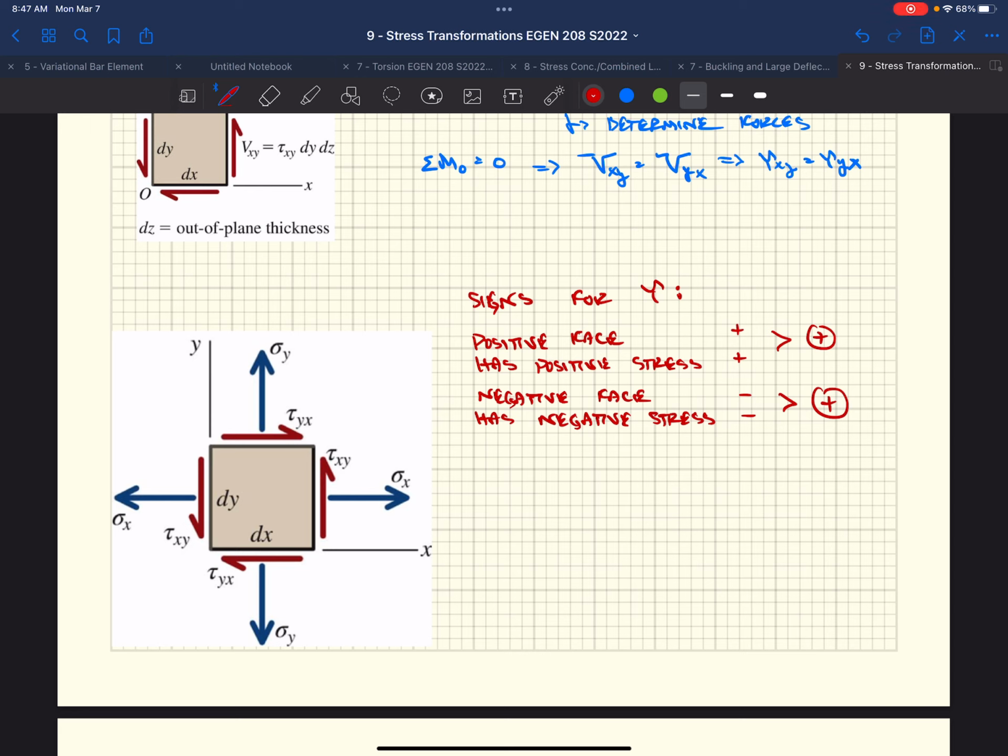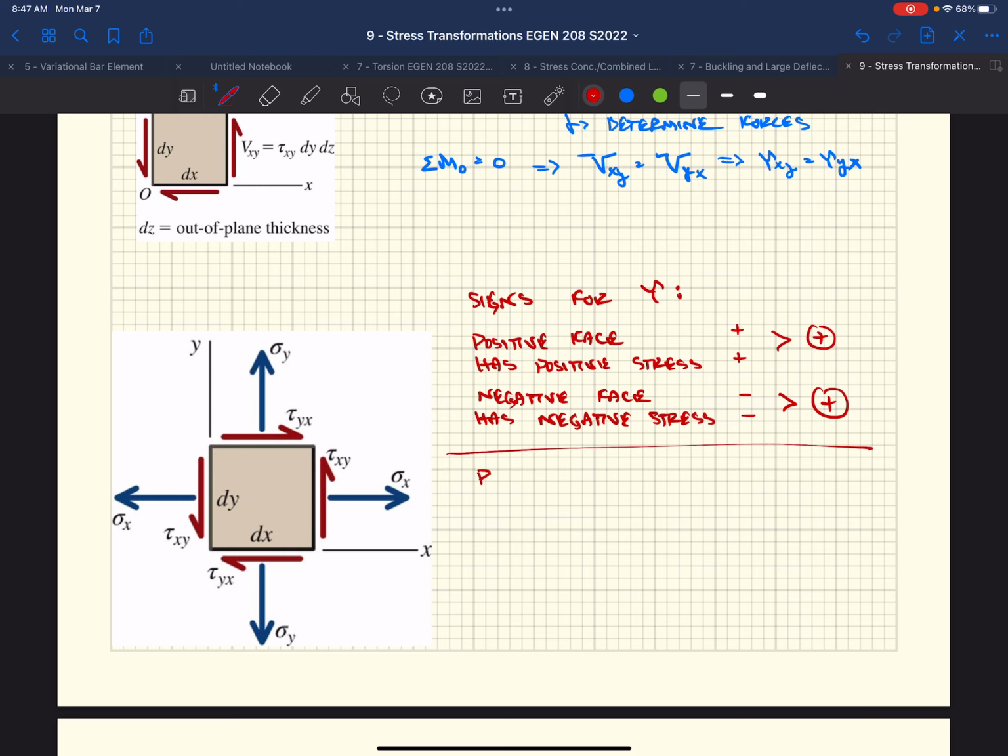Right, so what does that mean? Well, that means tau yx, it's on the positive face in the positive direction, it's positive. Tau xy, negative x face in the negative y direction, this is also positive. These two are positive. We look at the other ones, right? Tau yx, it's on the positive y face, it's acting in the positive x direction, this is positive. Similarly on here, negative y face, negative x direction, this is also positive. So this is a positive shear stress orientation.